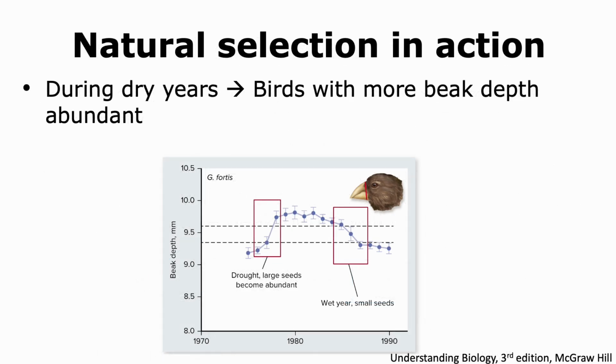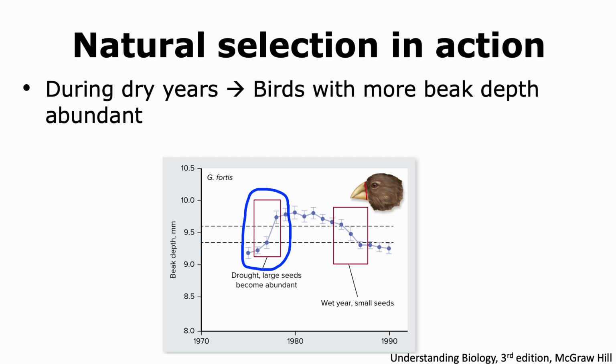The Grants found that during the dry years, where rainfall was scarce, the average beak depth of the population increased. This was because there were more birds who had a higher beak depth, and this was due to the fact that there were more larger seeds that they could feed on more efficiently than the birds with the small beak depth. By being able to feed on the larger seeds more effectively, these birds with the higher beak depth were able to survive better and mate to give rise to more progeny than those birds that had a small beak depth.